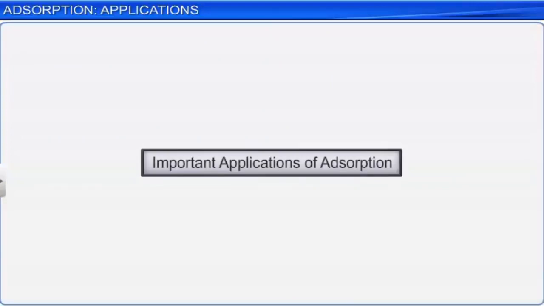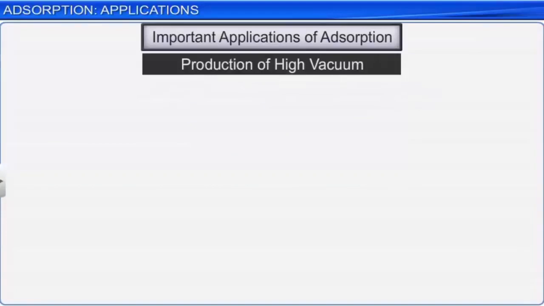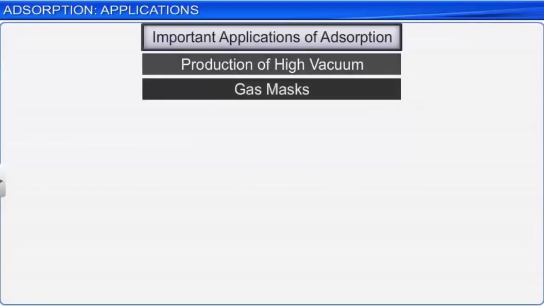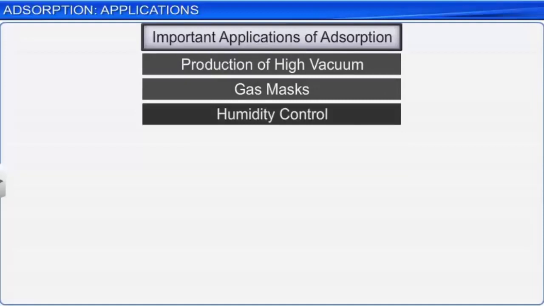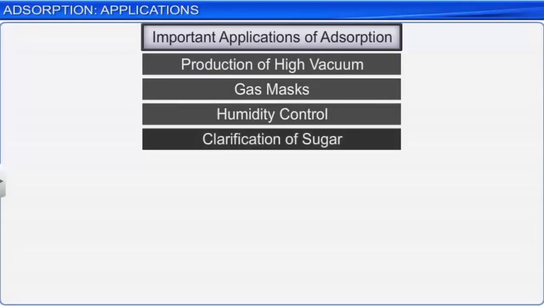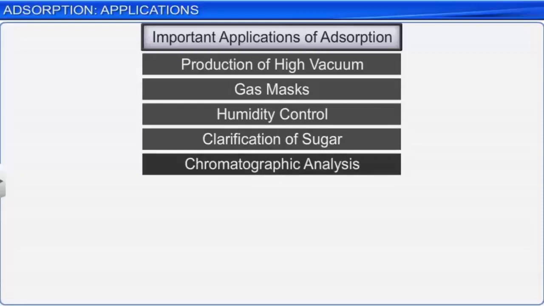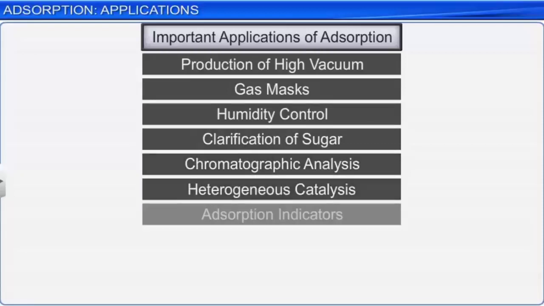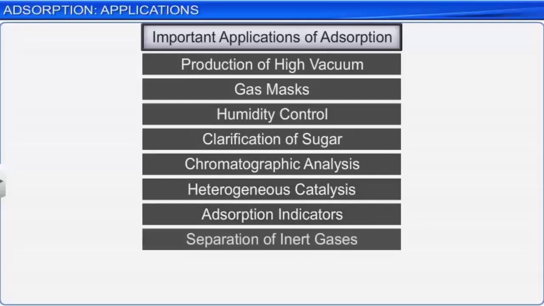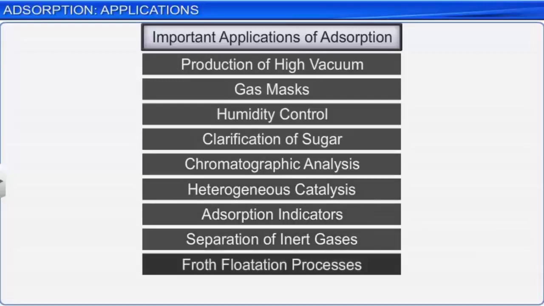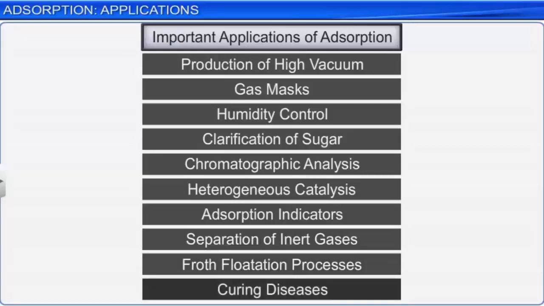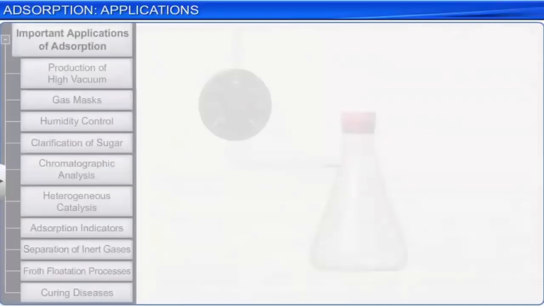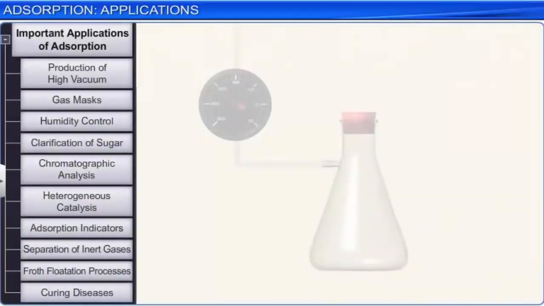Some important applications of adsorption are production of high vacuum, gas masks, humidity control, clarification of sugar, chromatographic analysis, heterogeneous catalysis, adsorption indicators, separation of inert gases, froth flotation processes, and curing diseases. Let us discuss these applications one by one. We will first discuss production of high vacuum.